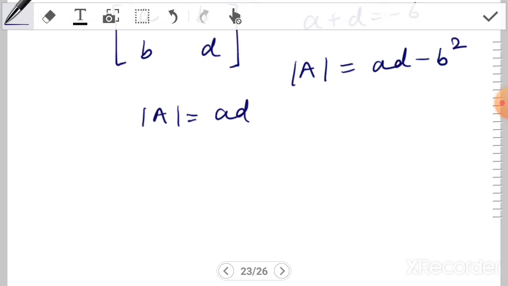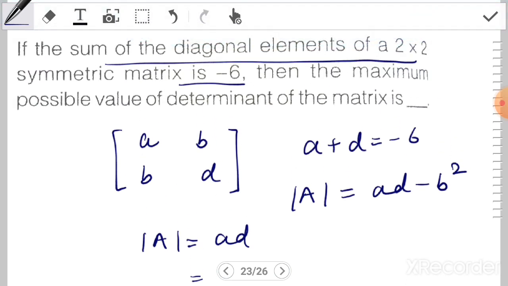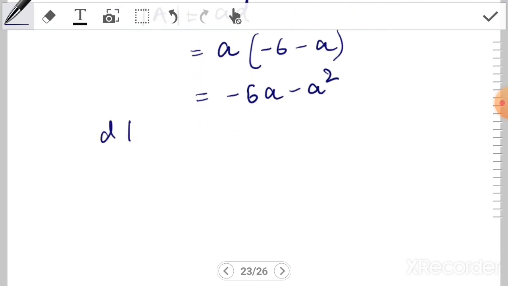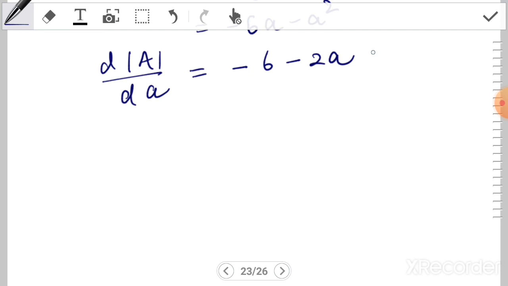Now d is equal to minus 6 minus a. Now put the value minus 6 minus a, which gives minus 6a minus a square. Now let us maximize this. To maximize, let us find the derivative with respect to a. So minus 6 minus 2a. Now equate it to 0 to find the stationary point. So a will be equal to minus 3, which is the only stationary point.